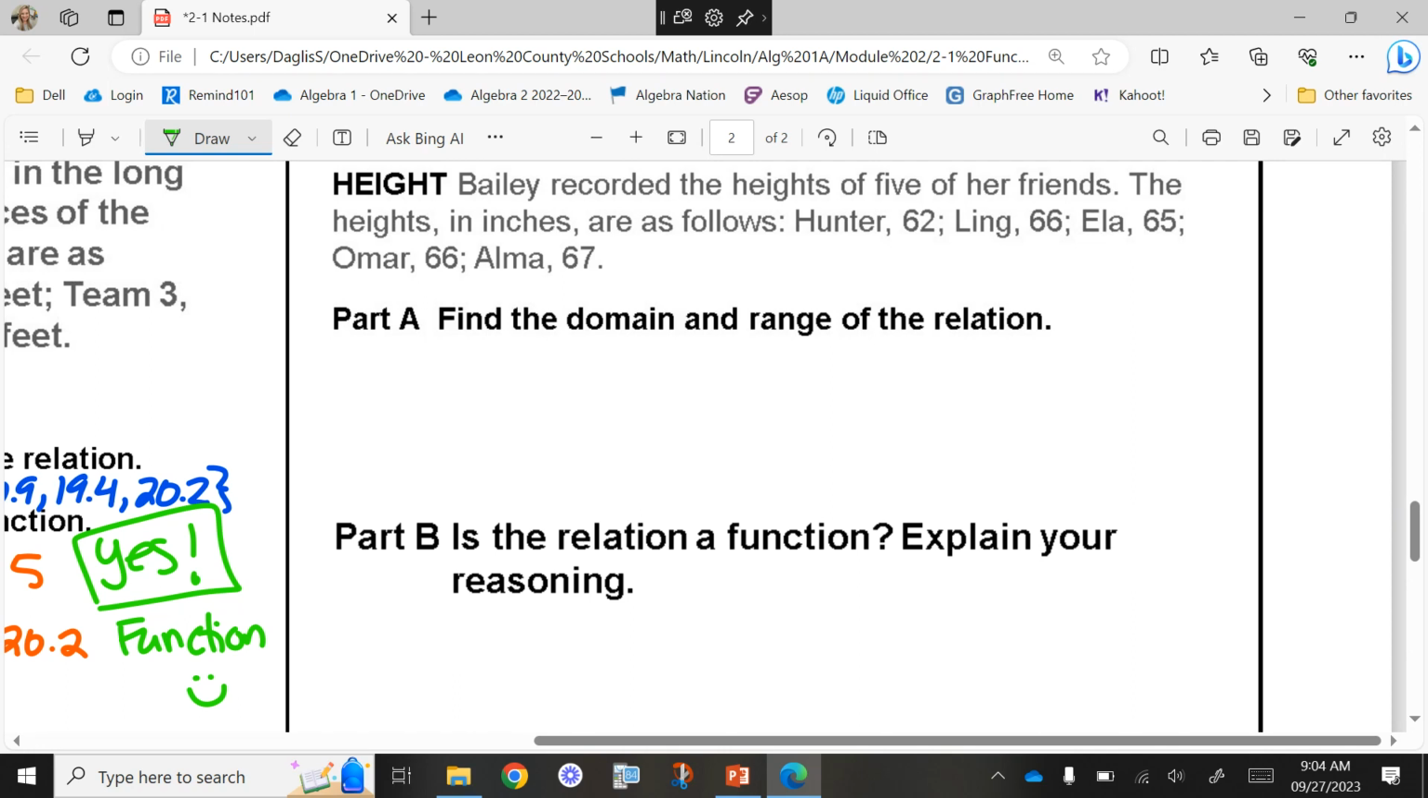All right, we have Bailey recorded the heights of 5 of her friends. The heights in inches are as follows. Hunter is 62 inches, Ling is 66, Ella is 65, Omar is 66, and Alma is 67. Okay. Find the domain and the range of the relation. So let's start with domain.